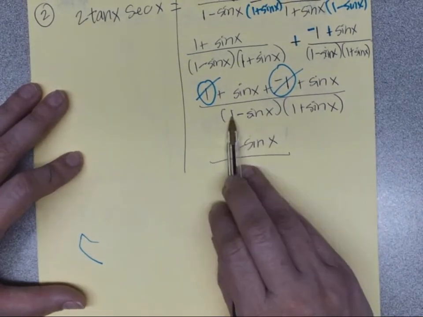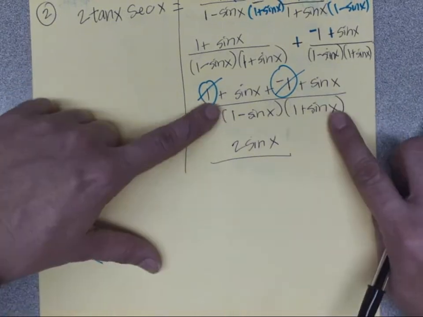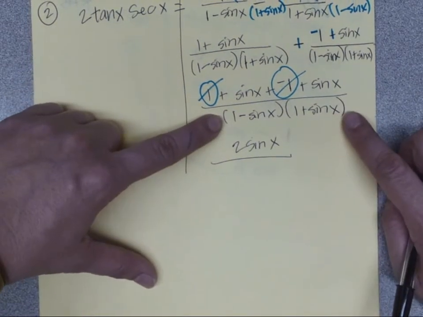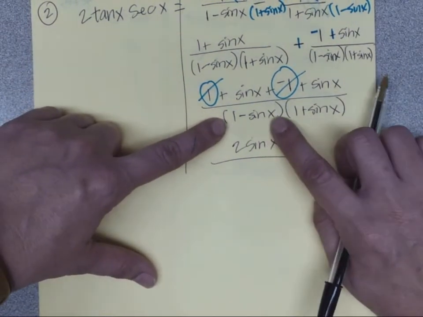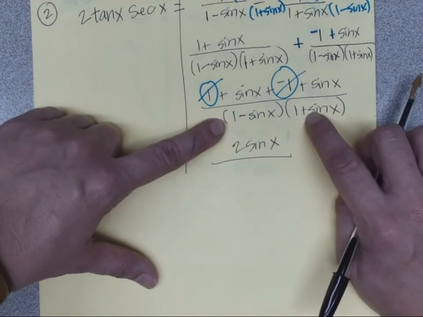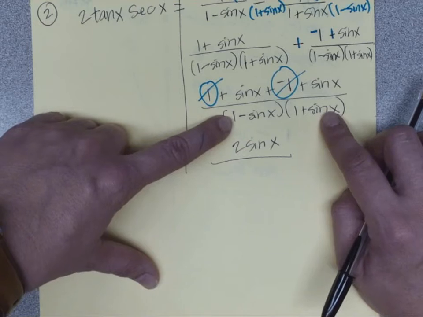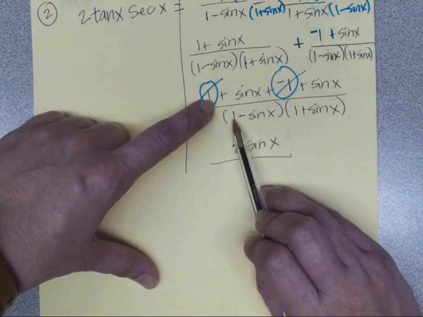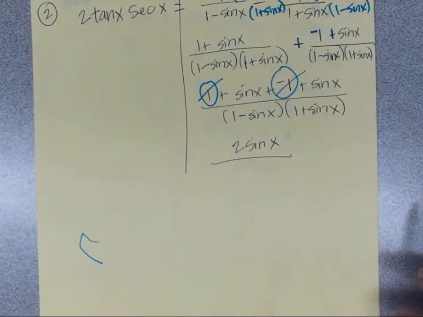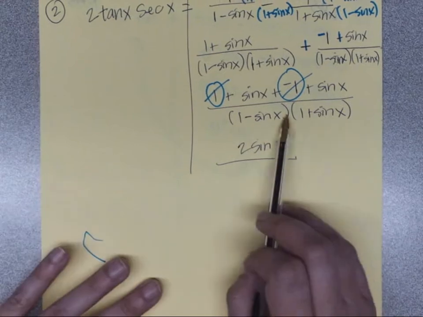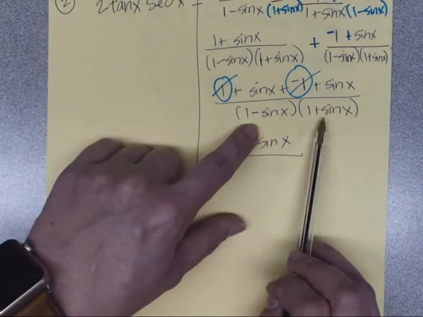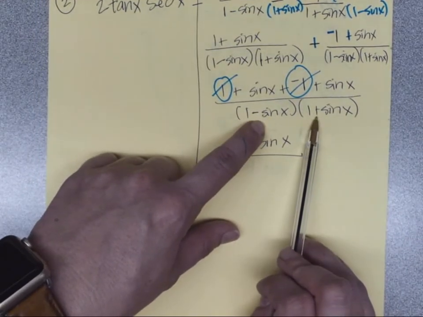On bottom, if you multiply this out, you may recognize this. This is the difference of 2 squares. Something times itself, if one's positive and one's negative, is going to be the first thing squared minus the second thing squared. So technically, your answer is going to be 1 minus sine squared x. This is also called the conjugate. The conjugate is when you have the exact same thing in the parentheses, but one's plus and one's minus.